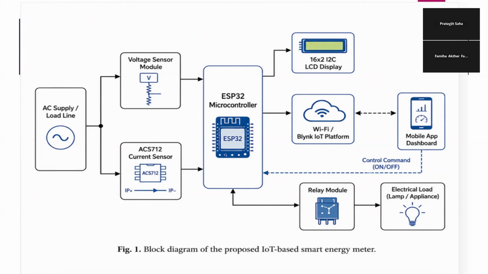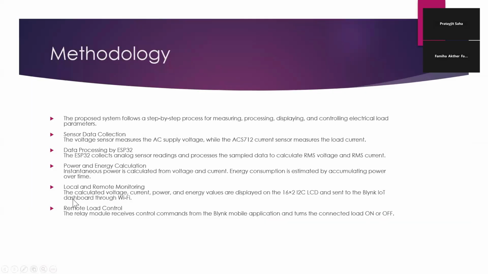Then the current sensor measures the load current. The ESP32 calculates voltage, current, power, and energy. The calculated values are shown on the LCD display. At the same time, if Wi-Fi is connected, the values are sent to the Blynk IoT platform.